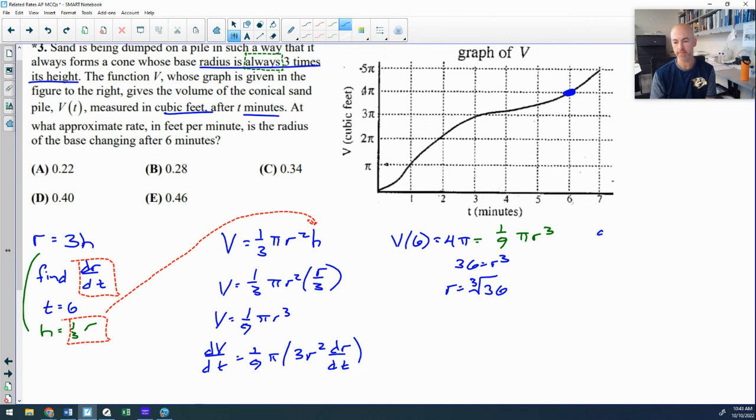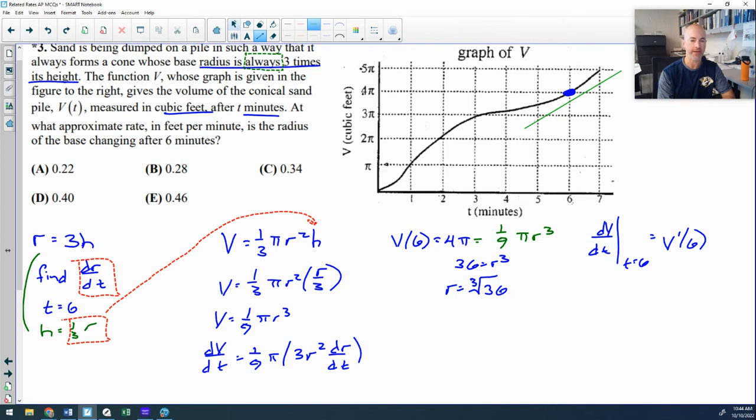Well, dV/dt when time is 6, I could rewrite that in a different notation. That is V prime of 6. And if I'm looking at the graph, V prime of 6 would be the same as the slope of the tangent when t is equal to 6. So I'm going to drag that. So here is the tangent when t is 6.